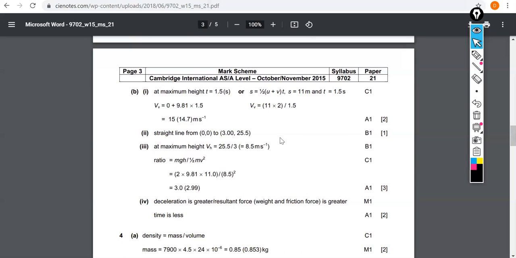We said it'd be a straight line from the origin up to the coordinates that were given there for time 3 seconds. At maximum height, the velocity in the x direction was 8.5. So they do the ratio mgh to 1/2 mv squared, just as we did: 2 times 9.81 times 11 divided by 8.5 squared. They got 3. What do we got? 3.8.